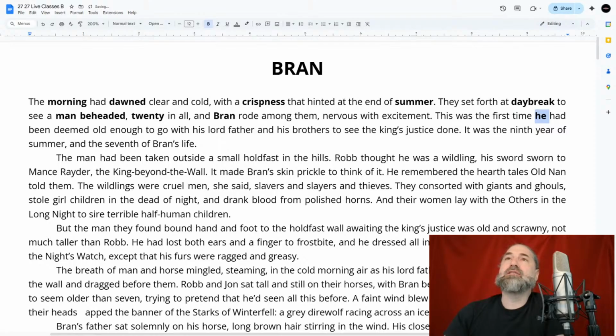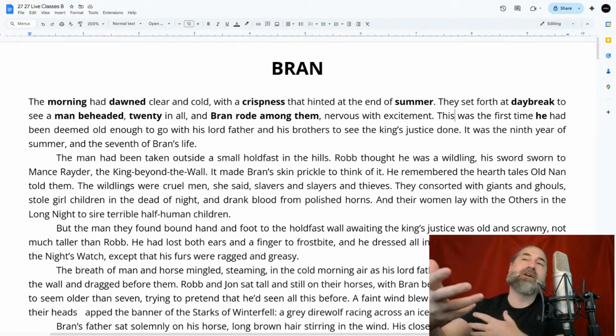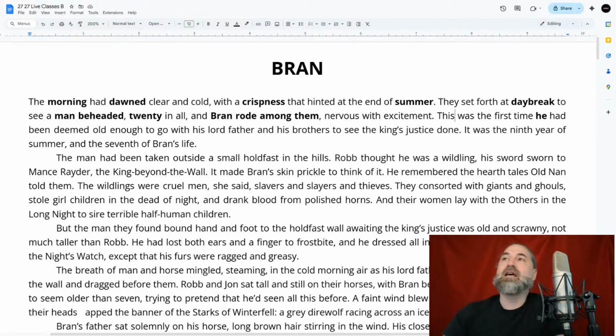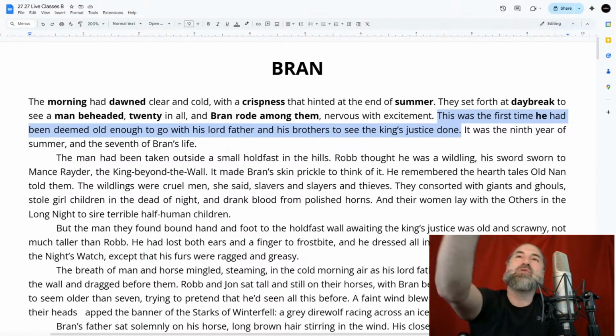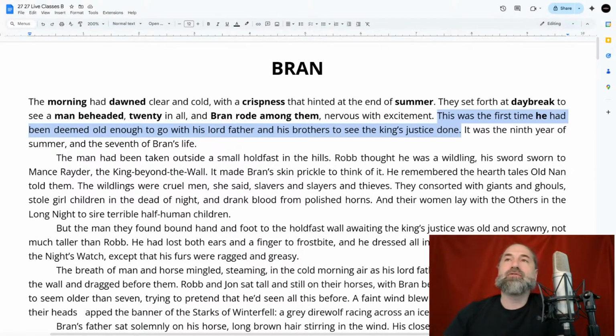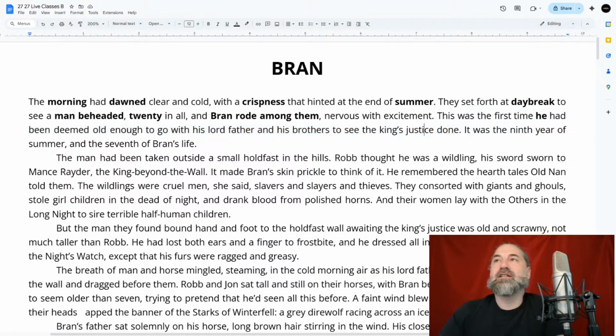So this sentence is directly connecting to Bran and the logical narrative movement of what Bran is doing. He rode among them. Well, why is he riding among them? So we have to qualify that and add context. And this becomes that qualifier and context. This was the first time he had been deemed old enough to go with his Lord Father and his brothers to see the king's justice.